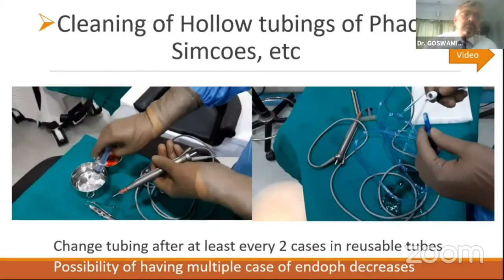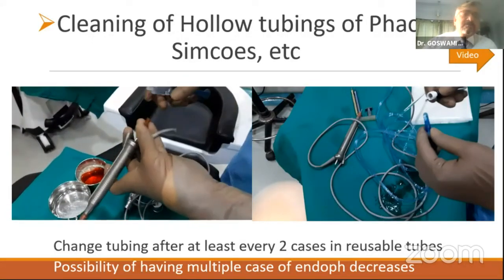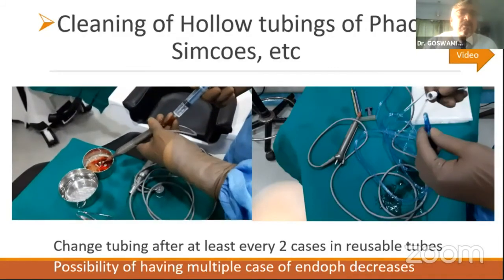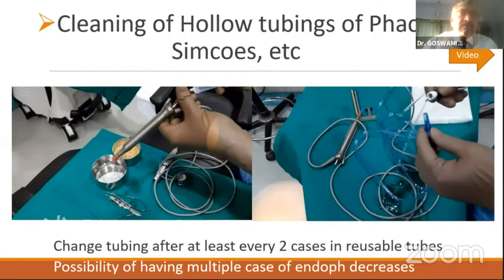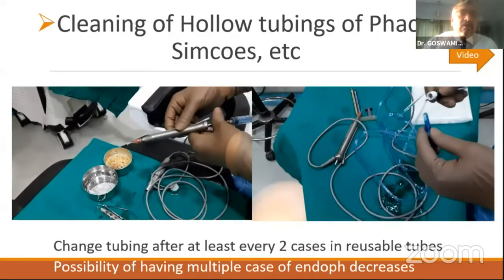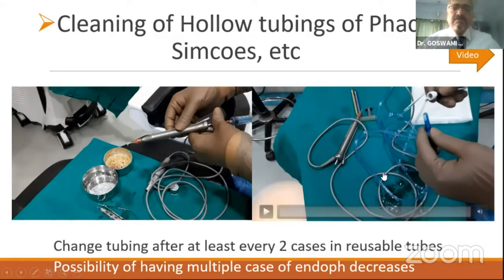This way it's possible to completely remove the lens matter which may be stuck in the aspiration tubing or any salt deposits in the irrigation tubing. Now you can see we are using betadine in the bowl because we don't want splashing. All these videos that I'm showing were done in the pre-COVID days, so you may not find them wearing PPE, but at present all cleaning staff should wear PPE while doing the cleaning process.